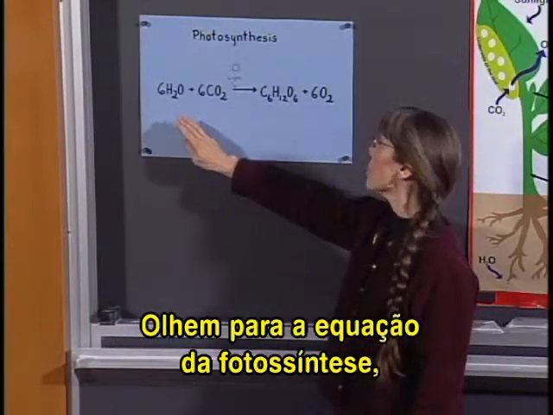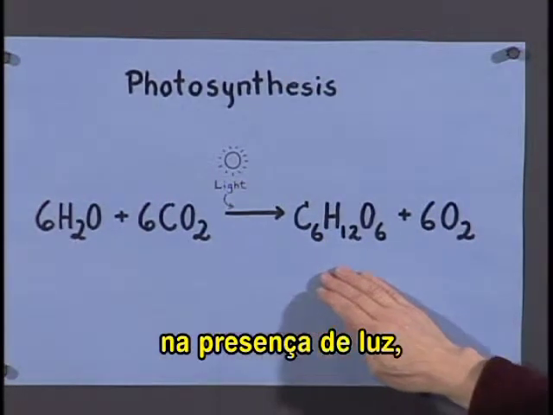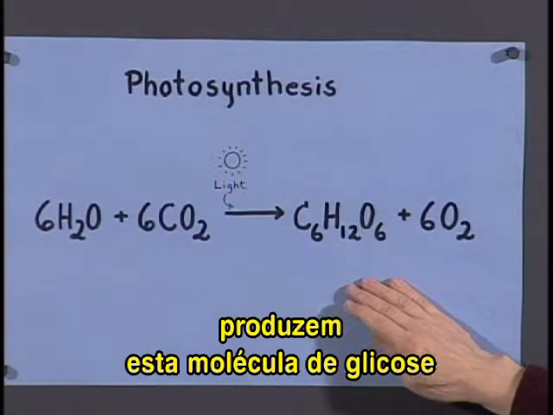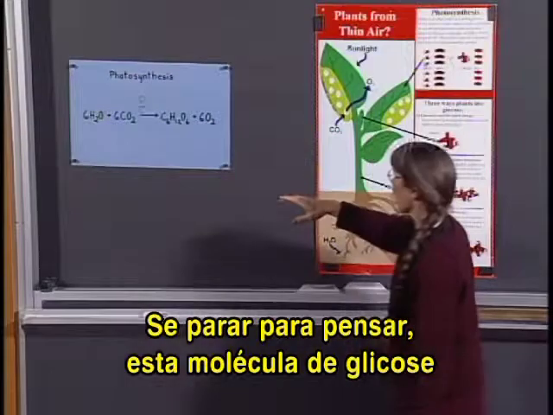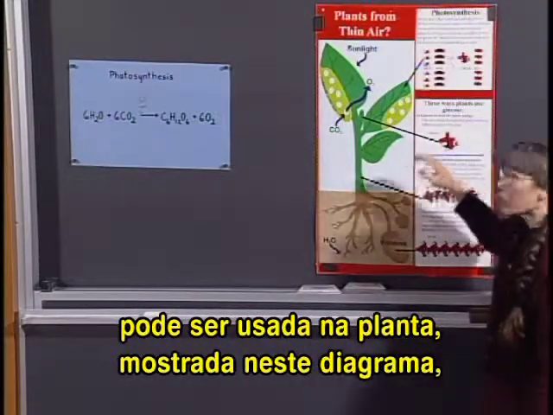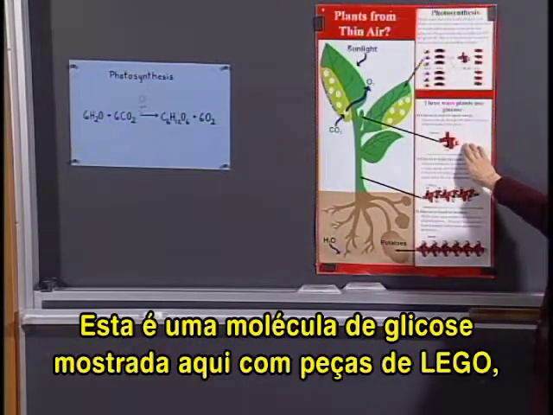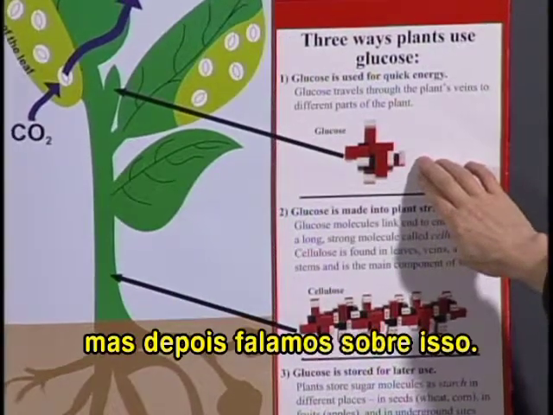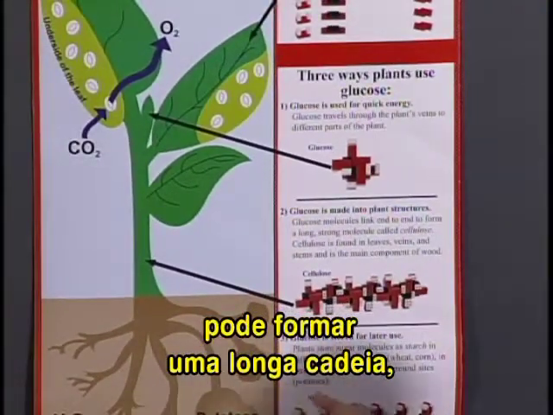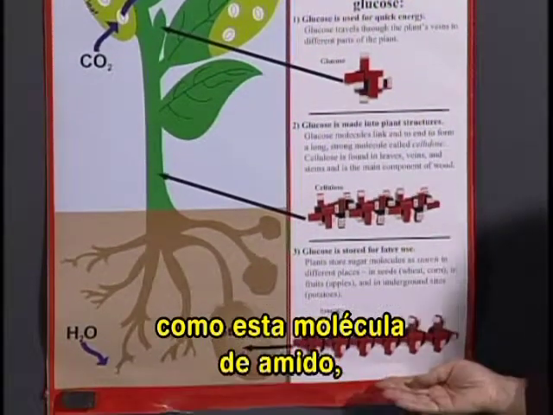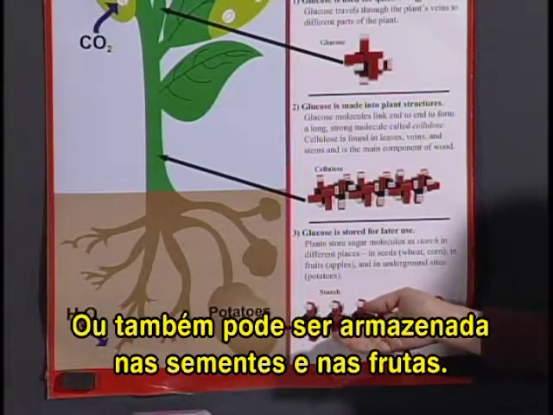Looking at photosynthesis here as the equation that you are familiar with, six water molecules, six carbon dioxide in the presence of light produces this molecule of glucose with six oxygen molecules left over. And this glucose molecule can be used in the plant, shown in this diagram over here, in three different ways. This is a glucose molecule I've shown here built out of Lego, but we'll get back to that a little bit later. Right now, the glucose molecule could be used either for energy, or it could be made into a very long chain, like here, this molecule of starch, which is stored in the plant in places in the roots, such as potatoes, or it could also be stored in seeds and fruits.